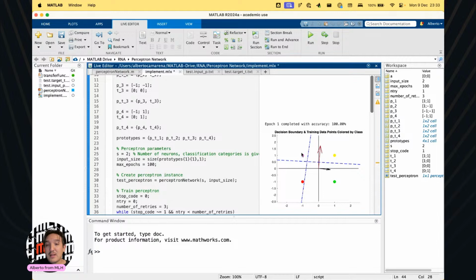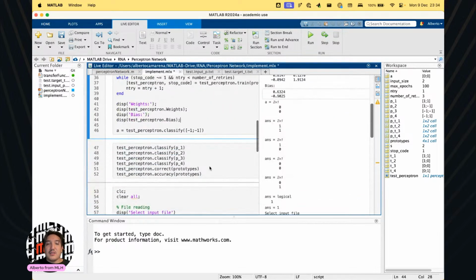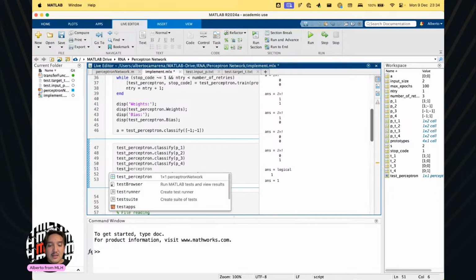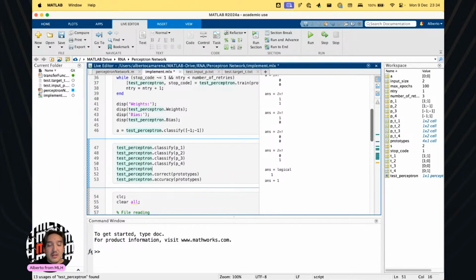So let's test it. A point at -1, 1.5 should be classified as 0 1, isn't it? So let's test it. Test perceptron.classify a point at -1, 1.5.